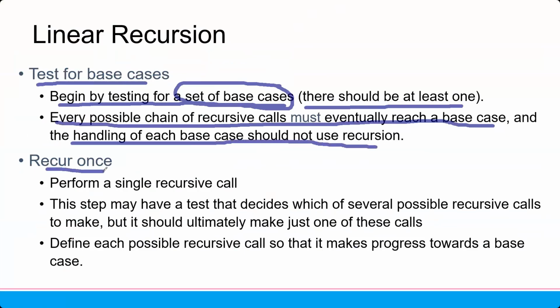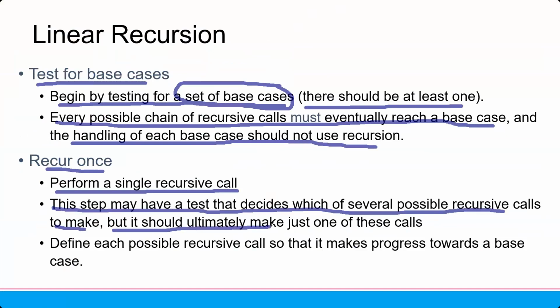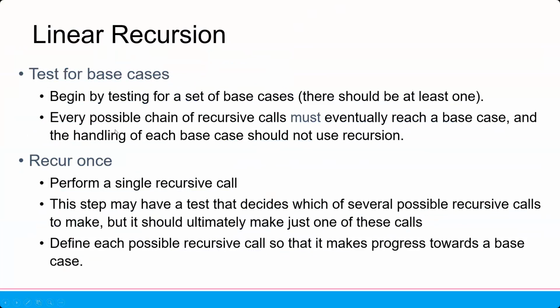If we do the recurrence, it will perform at least a single recursive call. This step may have a test that decides which of several possible recursive calls to make, but it should ultimately make just one of these calls. And we need to define the recursive call so it makes progress toward a base case. This is by the definition. Let's see the example.